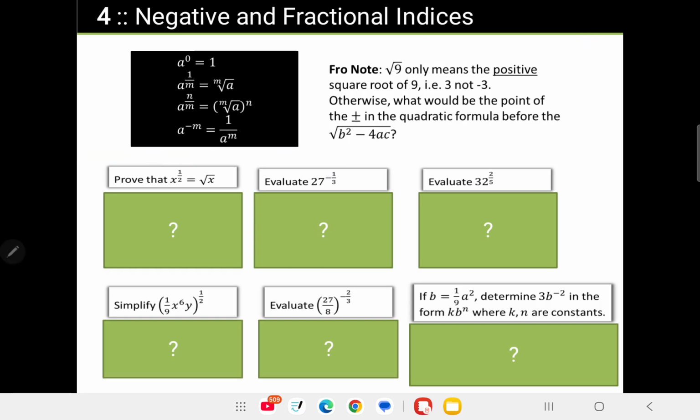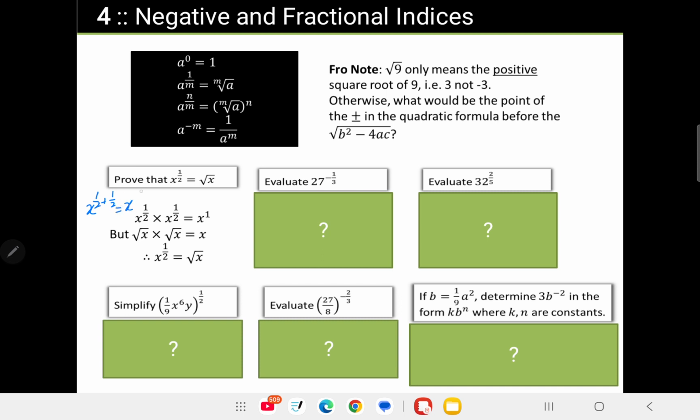Okay, let's have a look at the questions now. So the first question is, prove that x power half equals root x. If you do x power half times x power half, we have to add the powers. So it will be x power half plus half, which is 1, so it will be x power 1. And we know that root x times root x is x. So you can see the right hand sides are equal, which shows x power half equals root x.